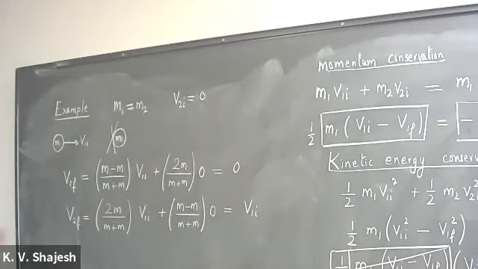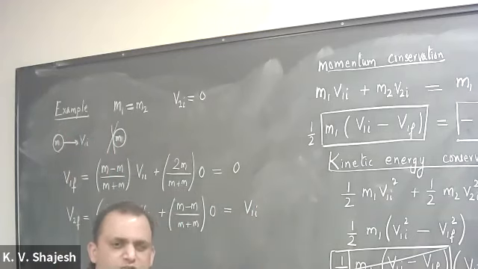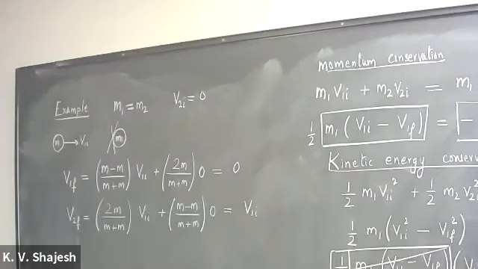So what is happening is that if there are two identical masses, the first one comes with a velocity, comes to a stop, and the second one goes out with exactly that same velocity. Only in elastic collision that happens. So that's an interesting thing.